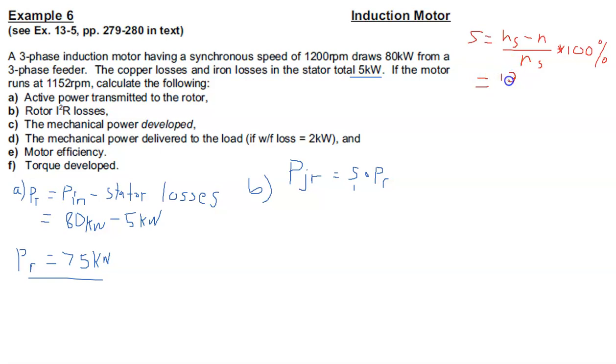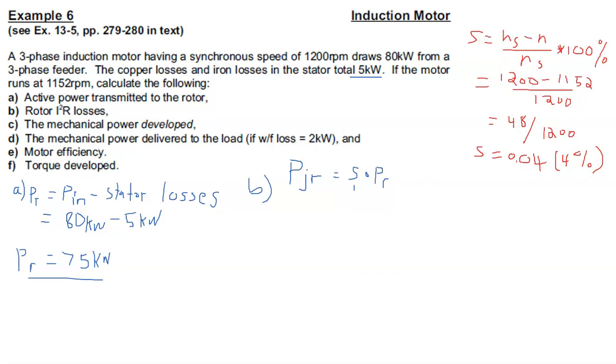NS minus N over NS. We're told the synchronous speed is 1200 RPM. Subtract the running speed, which is 1152 RPM, and divide by 1200. So the slip speed here is 48 RPM, and that's the numerator, divided by 1200. So the slip as a decimal is equal to 0.04, which of course is 4%.